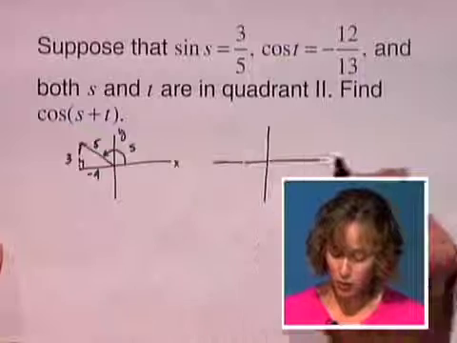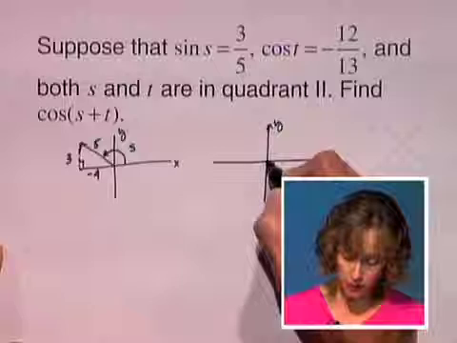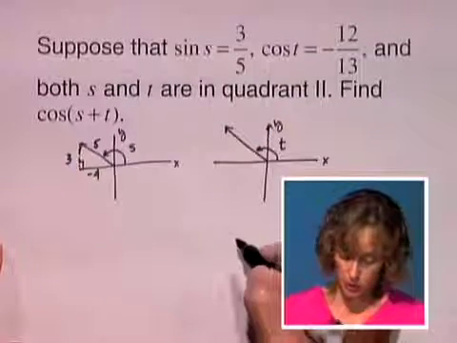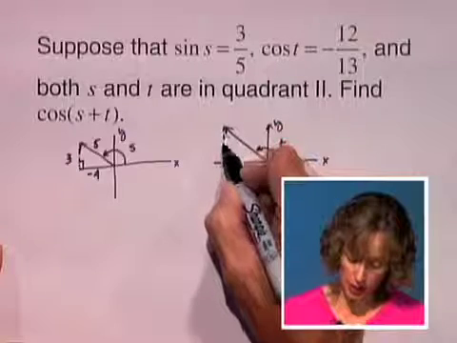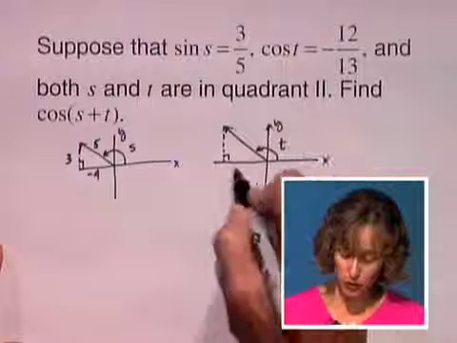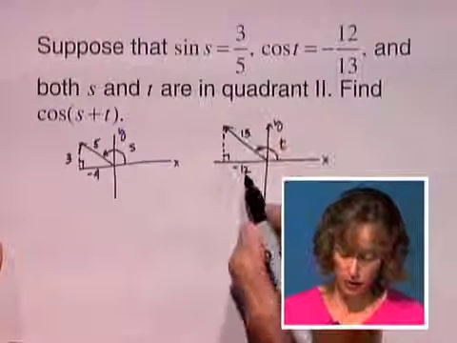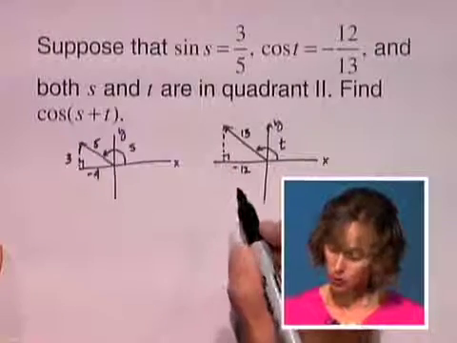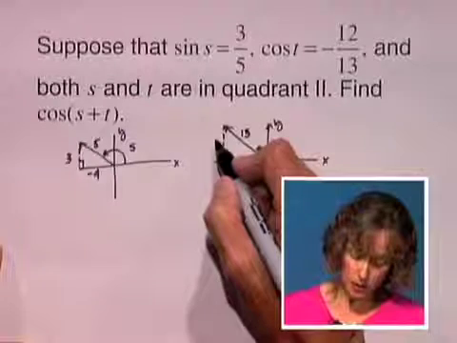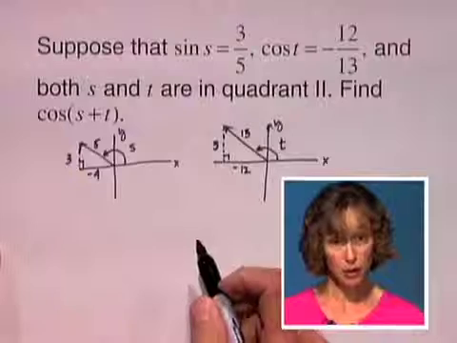For angle T, I want to draw something similar. Here's X, here's Y. I need some angle that has its terminal side in quadrant 2. And I want the cosine, so I'm dropping a perpendicular here, of this angle to be -12/13. That makes the adjacent side -12 and the hypotenuse 13. And this is again a Pythagorean triple. If I have -12 and 13, this side must be 5.